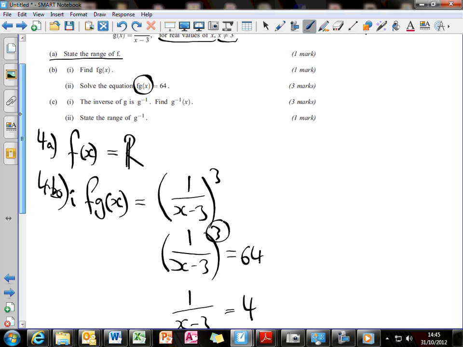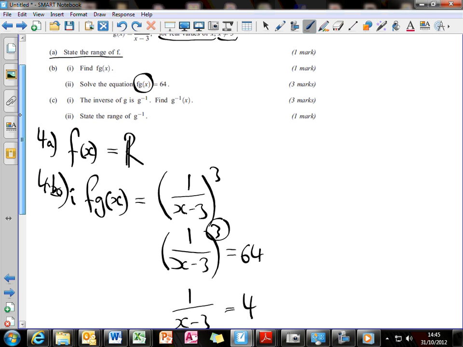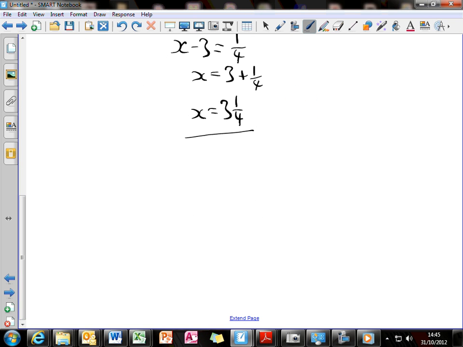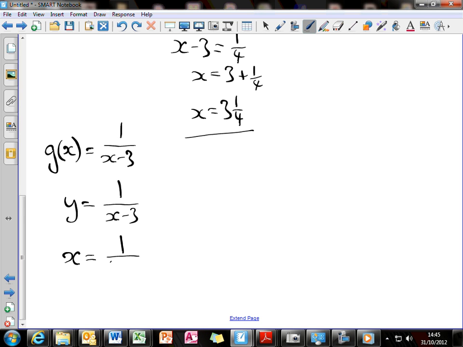The inverse of g is g to the minus 1. So we're trying to find the inverse. Now, let's just write g out, so we're clear on what that is. So y equals 1 over x minus 3. Now, to find the inverse, there's a few different ways that people tend to do this. We're going to write g like that, and then we swap the x's and the y's around. So x equals 1 over y minus 3. And we're going to rearrange to make y the subject.